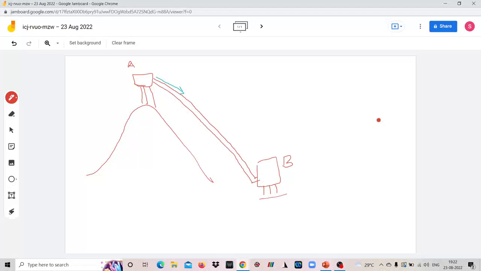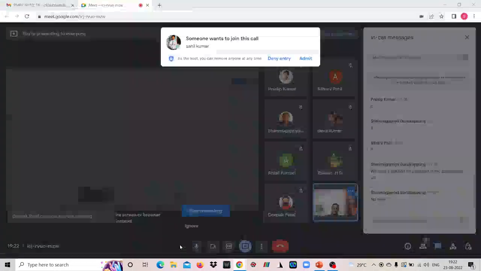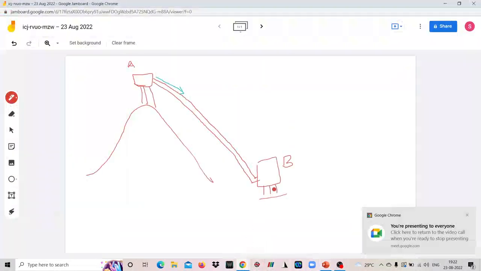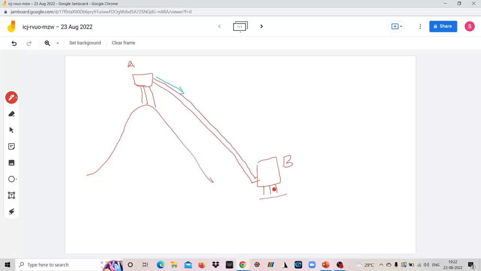Please remember, and don't ever forget, that fluid always flows from a point or region of higher energy to lower energy. You might find some resources or some people telling that it is from higher piezometric head to lower piezometric head. No, the answer is always higher energy to lower energy. By energy I mean the total head, which is the summation of the pressure head, the kinetic head and the datum head.